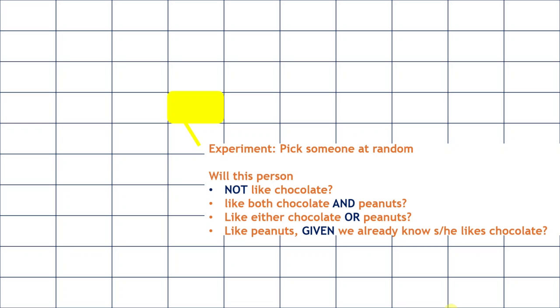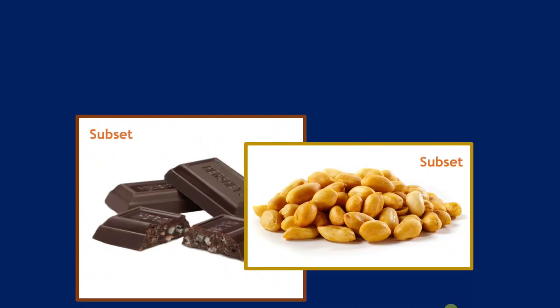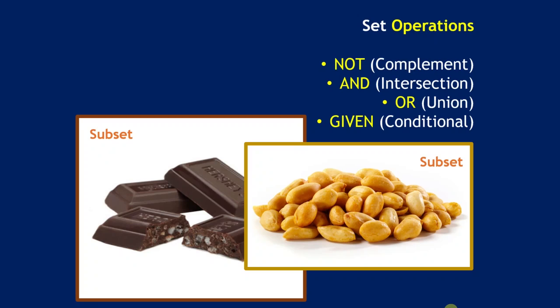probability, and some of them actually involve two different subsets, right? So the first one is only about chocolate, but the other ones are about chocolate and peanuts. So we're asking questions about the relationships, the combinations, the interactions between two different subsets, and that's why we call these set operations. These are two different subsets, and we can do operations on them, and that's what we call set operations.